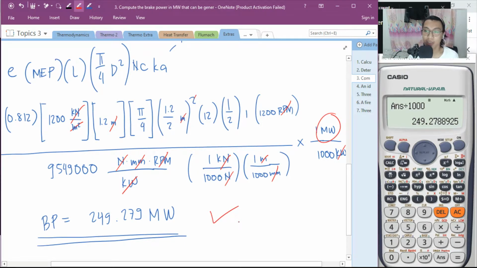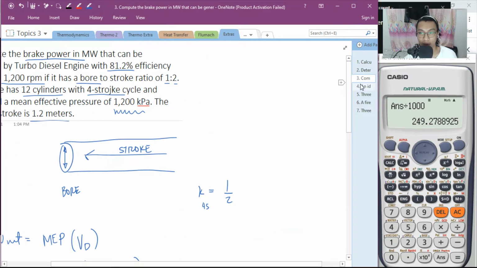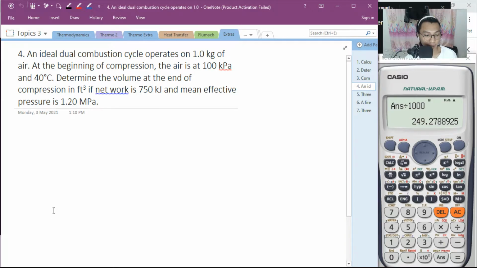Check. Very basic ang number 3. Kailangan mo lang alamin yung tamang paggamit ng given. Okay? So, number 4. An ideal combustion cycle, ideal dual, operates on 1 kilogram of air. So, that is the mass of air.